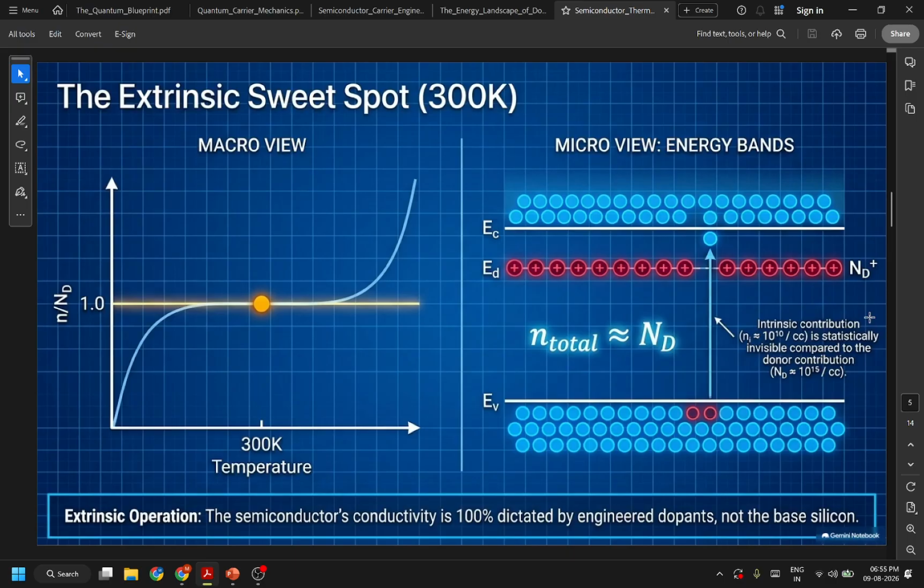And then near room temperature, all the donor atoms are ionized, as well as some electrons from the valence band. So the intrinsic contribution is statistically invisible compared to the donor contribution. So N total is approximately equal to Nd, which means the semiconductor's conductivity is 100% dictated by engineered dopants and not by the base silicon itself.